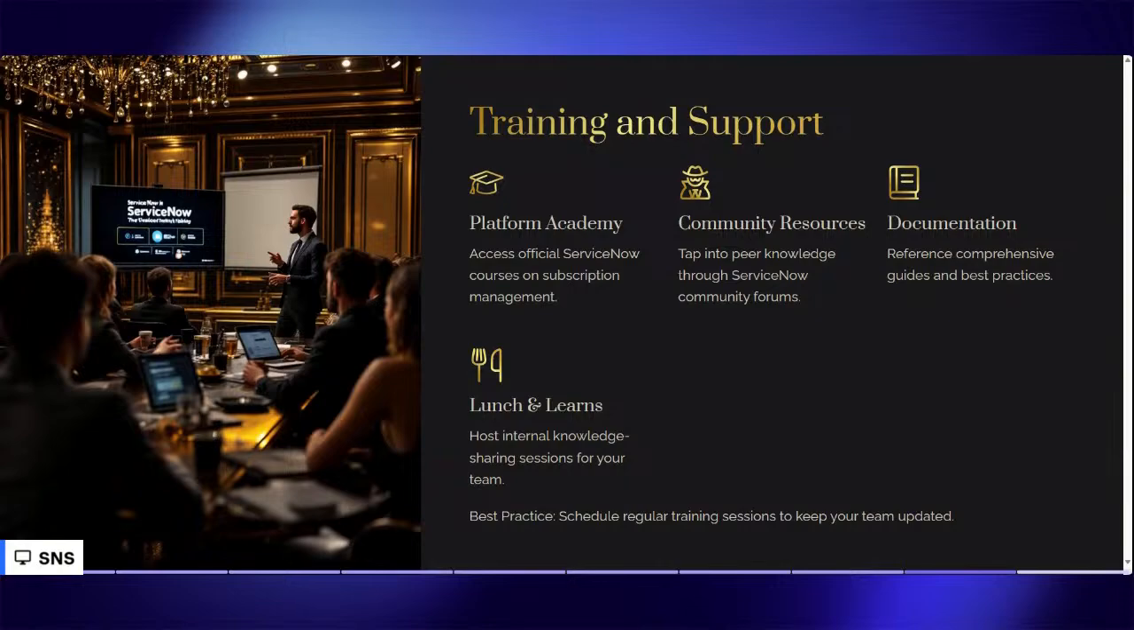And also, it's good to have a lunch and learn sometimes, to host internal knowledge sessions for your team to make sure they understand how the licensing works. Okay, so these are some of the ways you can improve the knowledge of your team, so that they can apply the best practices and avoid any penalties when it comes to licensing.